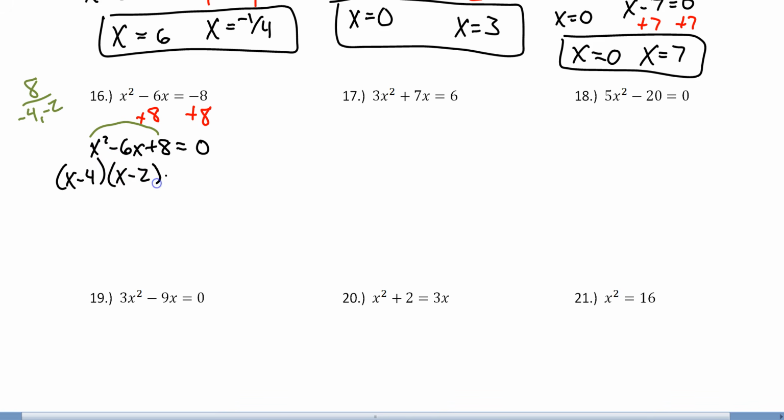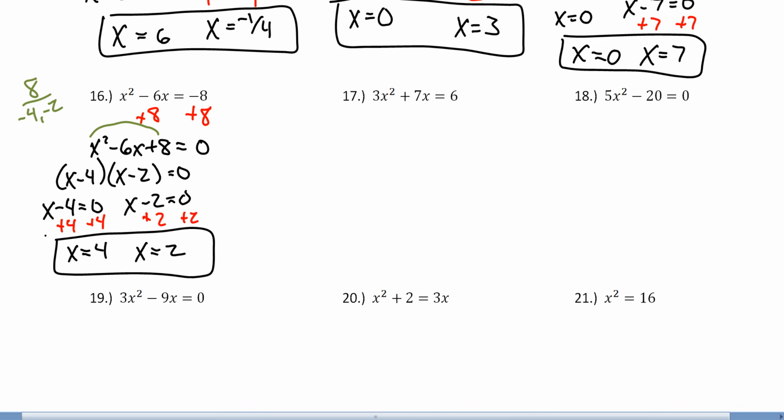And I would, at the very least, if you're going to take some shortcuts on this, at least show this step, and then if you want to write your answers from there, that's fine. I'm going to show all the work, so x minus 4 equals 0, x minus 2 equals 0, and then I solve each. Here I add the 4. So I get x equals 4. Here I add the 2. So I get x equals 2.